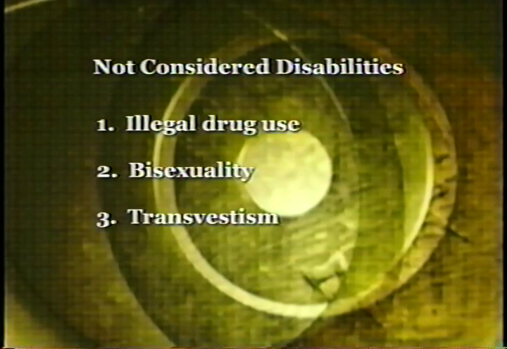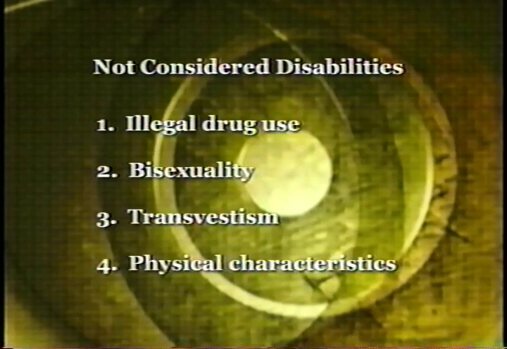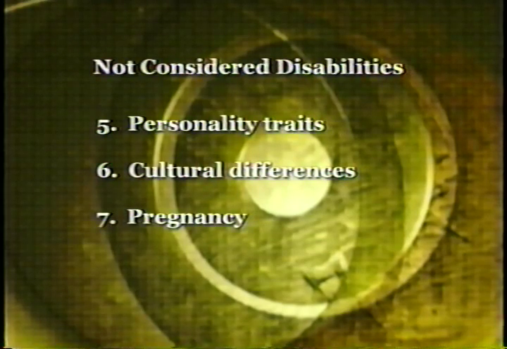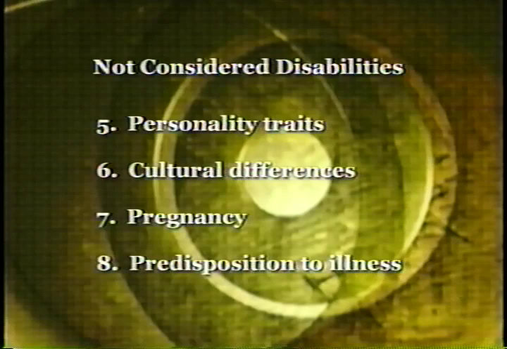Illegal drug use is not covered, and there are statutory exclusions such as bisexuality and transvestism. Those are listed in Title VII of the statute. The EEOC has said physical characteristics, personality traits, and cultural differences are not disabilities. Also, pregnancy is not a disability, nor is simple predisposition to sickliness or illness. To qualify as a person with a disability under the ADA, a plaintiff must prove that it substantially limits them in a major life activity.